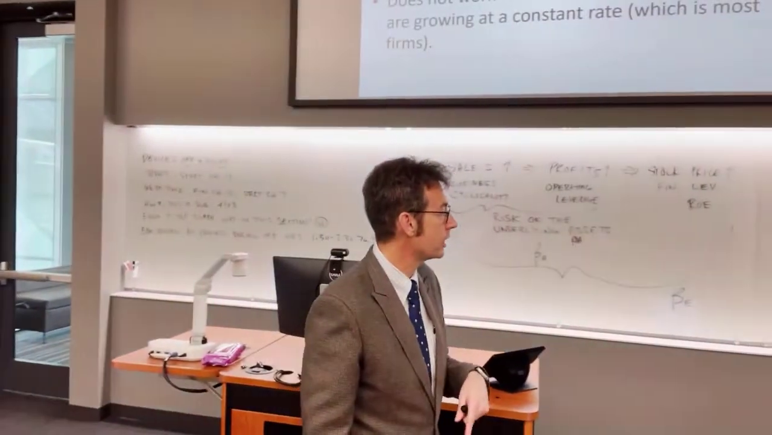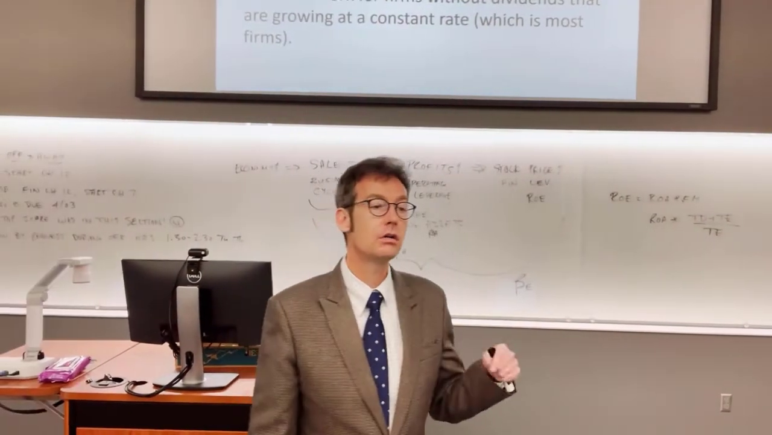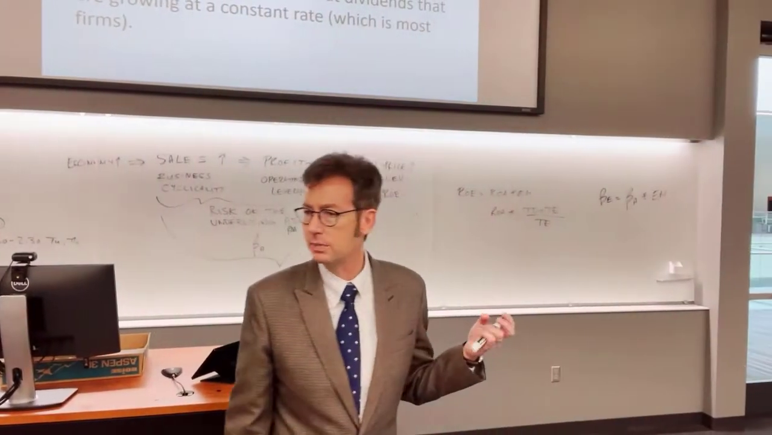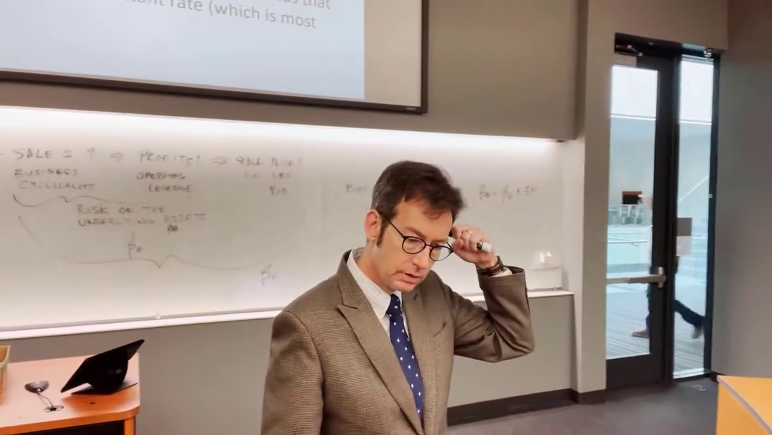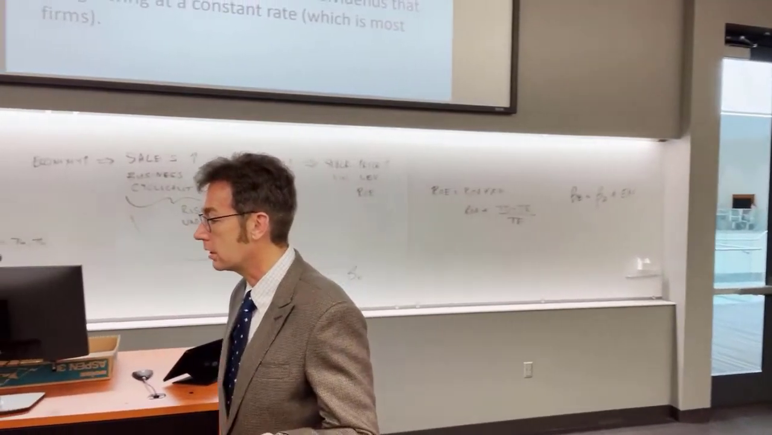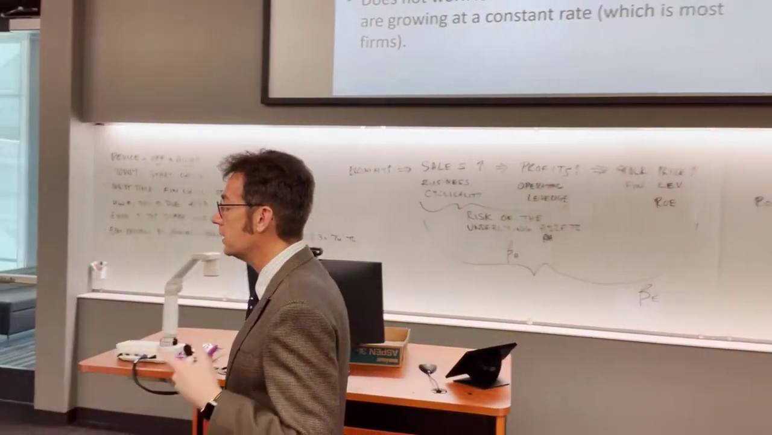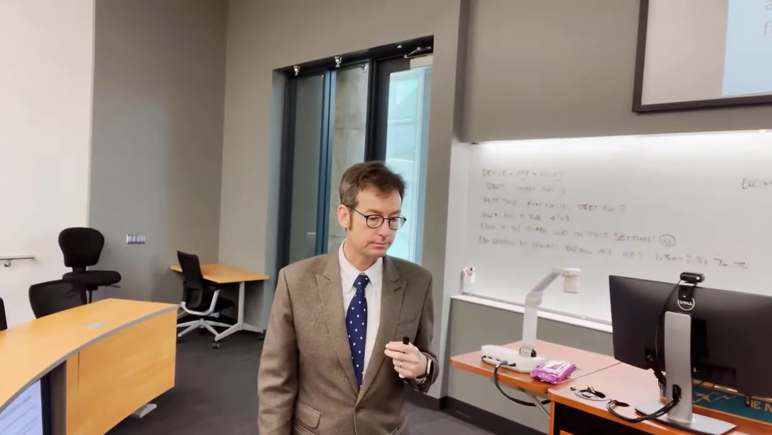And remember, in chapter 6, we talked about estimating g using either ROE times b. By the way, what's b? Retention ratio. What's another name for the retention ratio? Yeah, the plowback ratio. And then ROE is return on equity. Or we could use the historical growth rate. So those are the two ways that we're going to estimate that.